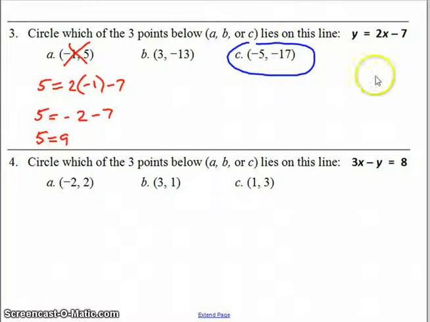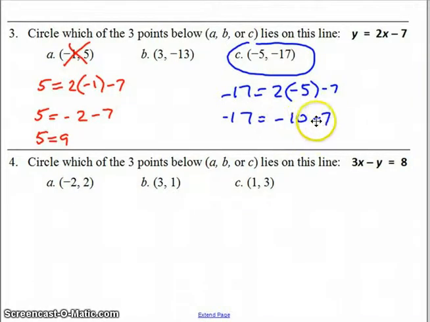If you plug -5 and -17 in, that would mean -17 should be equal to 2 times -5 minus 7. I've got y. I've replaced that with -17 here. I've got 2x. I've replaced that with 2 times -5 here. And so now let's keep going here. 2 times -5 is -10. So -10 and -7 together, those do make -17. I do have a match here, and C is the correct answer.